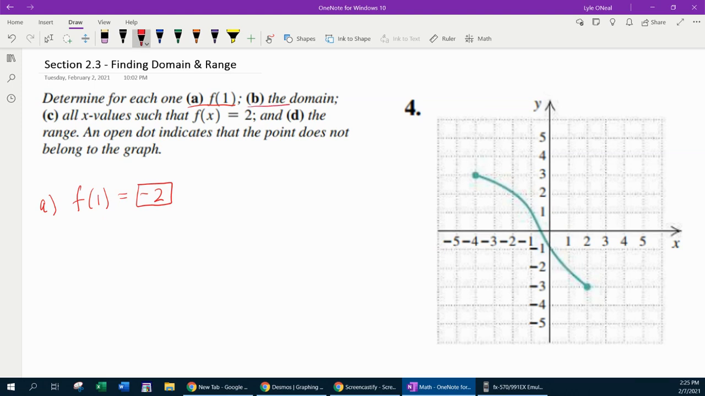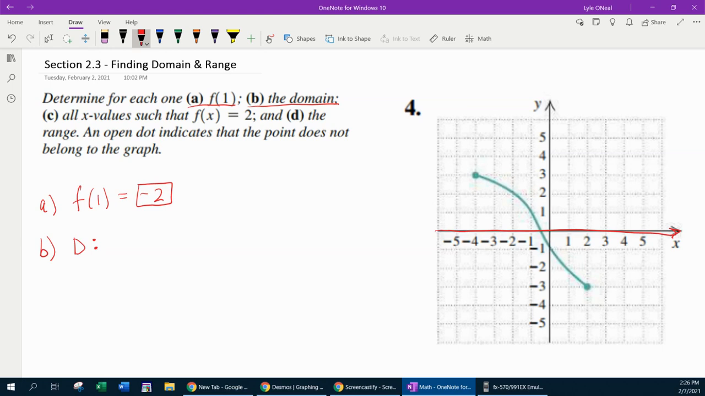Now, for part B, it says find the domain. It does not specify whether it wants set notation or interval notation, so I'm going to give you both. So the domain are the values that x can be. And since the x-axis runs left to right, then we're going to be kind of like a flatbed scanner scanning from left to right to see where the graph starts and where it stops.